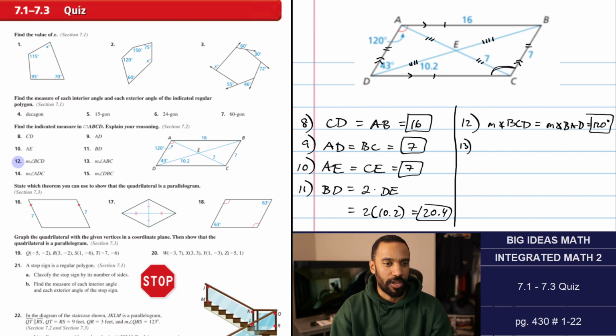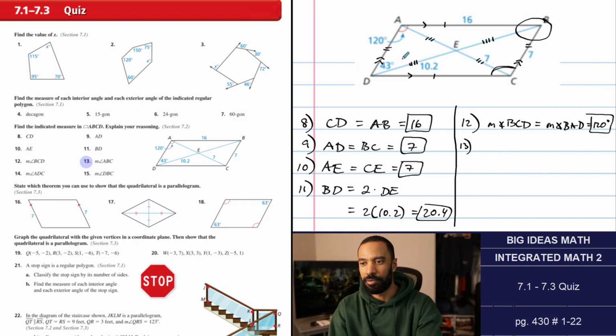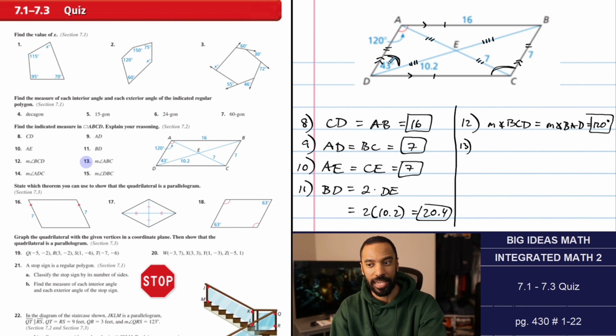Number 13, measure of angle ABC. ABC is the other angle type that you see here. Now we have no known measurement within there. We have a measurement here of 43 degrees, but unlike diagonals bisecting each other, they do not bisect the angles. I can't assume if this is 43, then so is this. But these angles opposite each other are congruent. I will say this 43 has nothing to do with what we're going to do. We're actually going to use the 120 to figure this out.